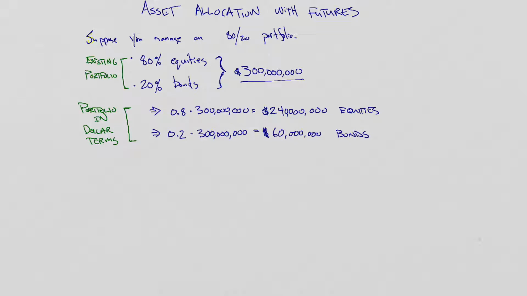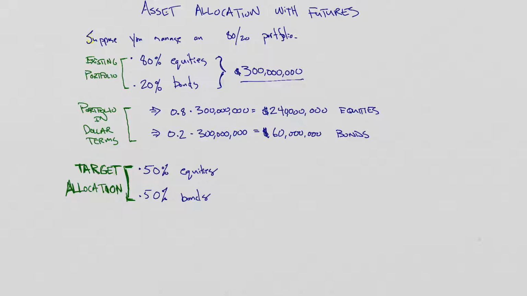But suppose that you wanted to change your asset allocation mix. That is, you had this portfolio that was 80-20, but you wanted to change it such that you decreased the amount of equity exposure and increased the amount of bond exposure from 80% equities to 50% and from 20% bonds to 50% bonds. This is your target allocation. It's the number that you want to get to.